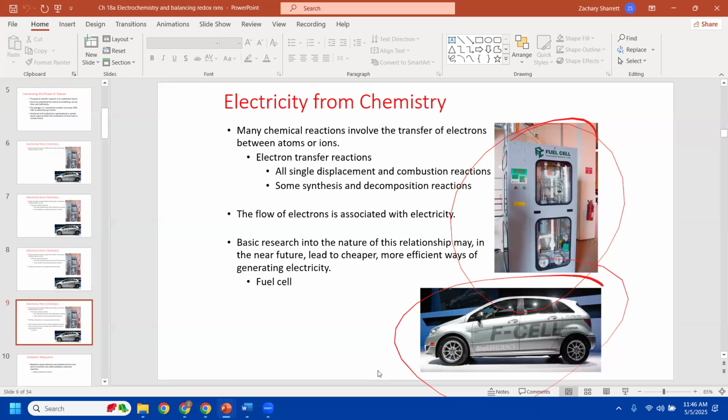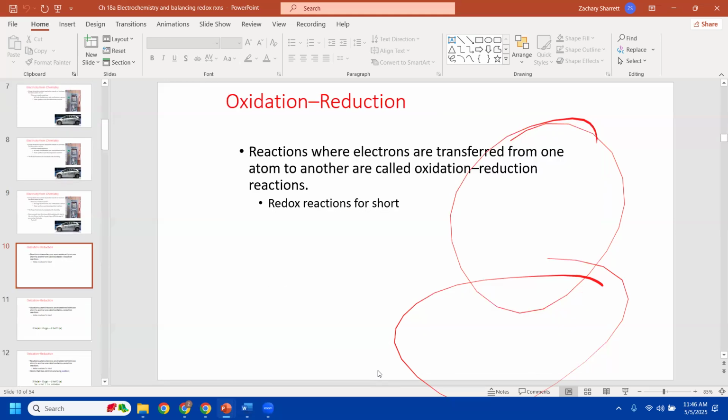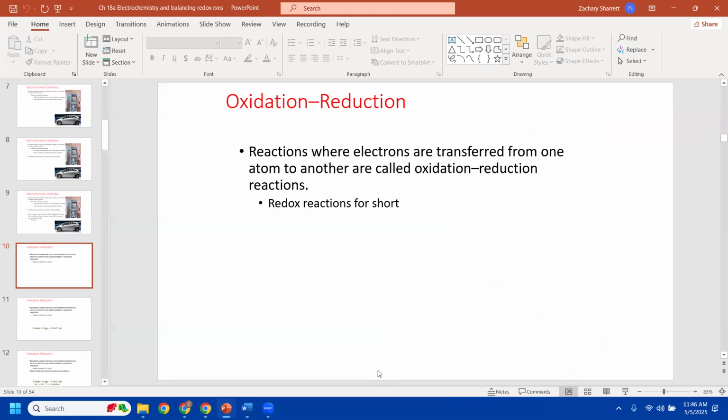Basic research into the nature of this relationship is going to show us that we can store energy in batteries. The way to understand how these work is we're going to learn about oxidation-reduction reactions. You should have learned this in 115A. Those of you with Professor Perry, did you learn redox reactions? Everybody know how to identify the oxidizer and the reducer?